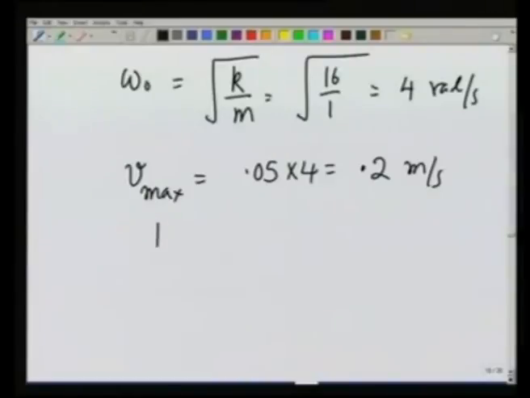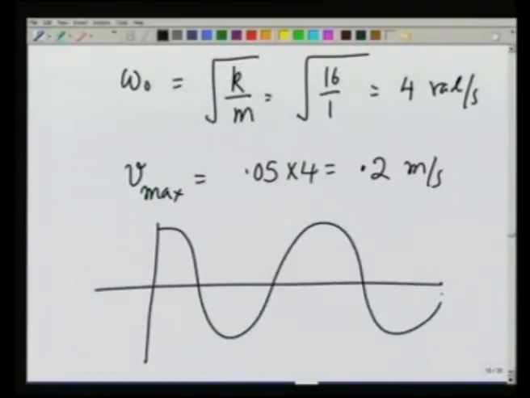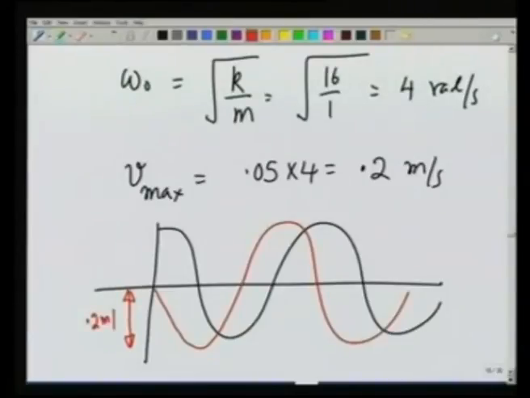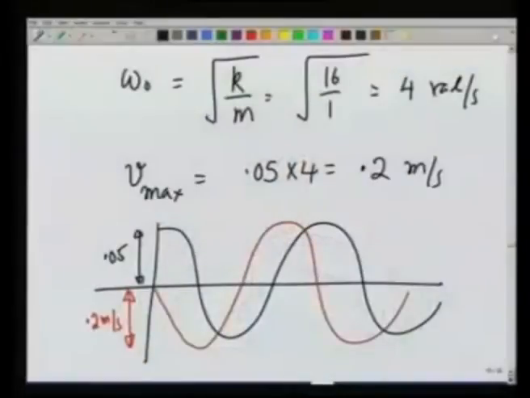So to see it again, this is how x(t) looks when plotted, and this is how the velocity looks, where this maximum, I have not drawn it to scale, is 0.2 meters per second, and this maximum is 0.05. Let us take a different set of initial conditions and see what answer we get.